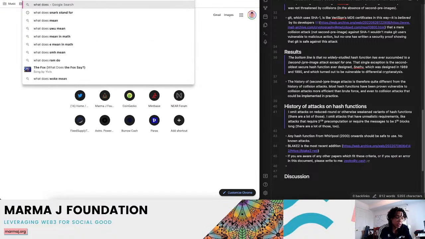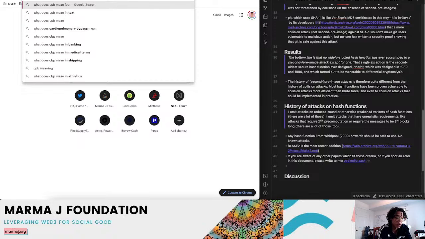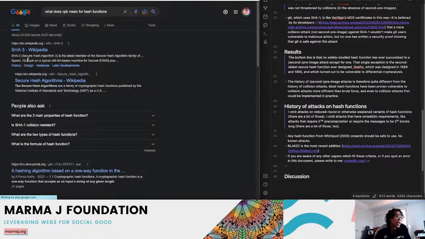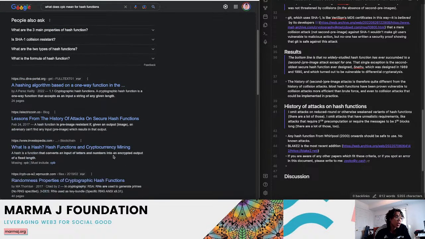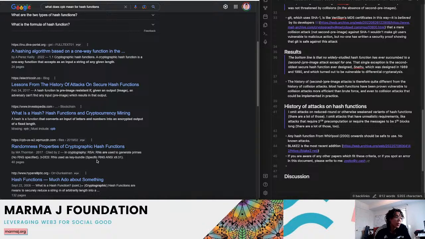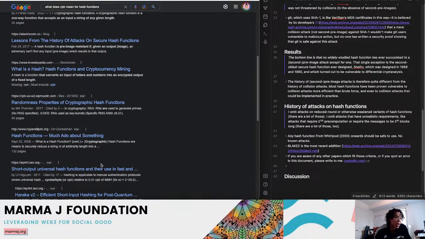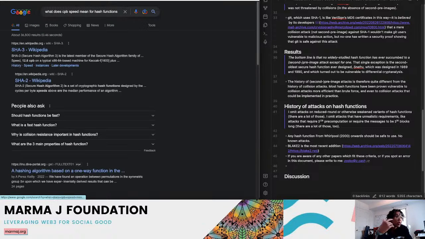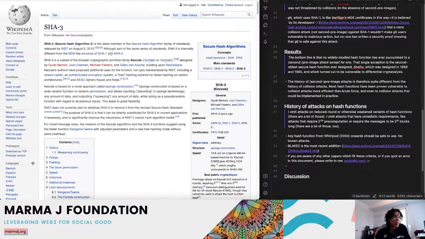Gosh, what does CPB mean for hash functions? I'm seeing it again there. Oh yeah, speed, 12.6. CPB, I want to know what it is though. I get it's the speed of some. Maybe I should search what does CPB speed mean? I just want to know the actual terminology. I may have to click into this and see what it's talking about.